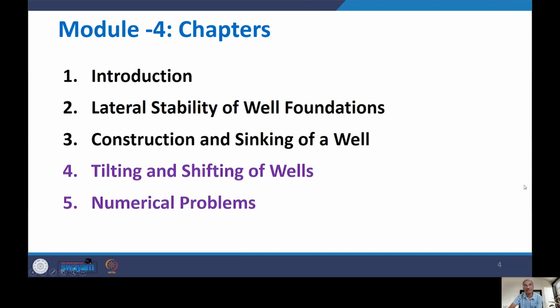Introduction, which we have already discussed. Lateral stability of well foundations has also been covered. Then construction and sinking of a well, also discussed. Today, first we are going to talk about tilting and shifting of wells.